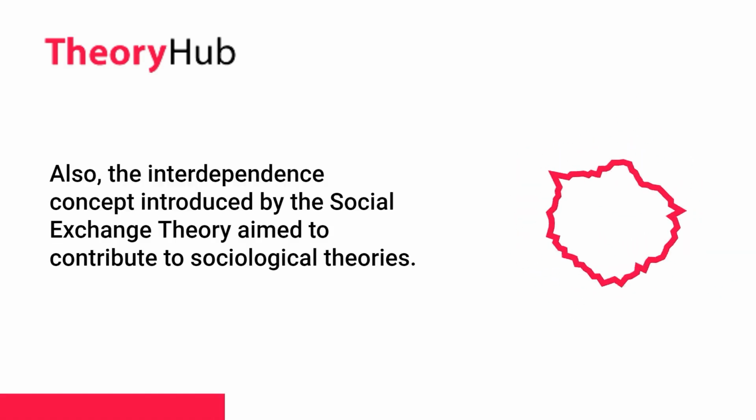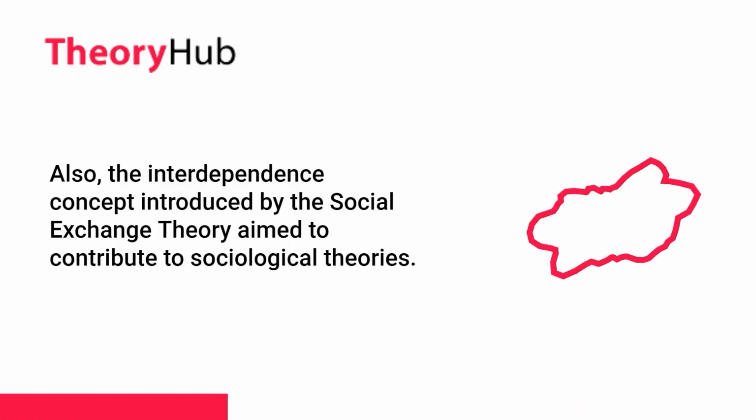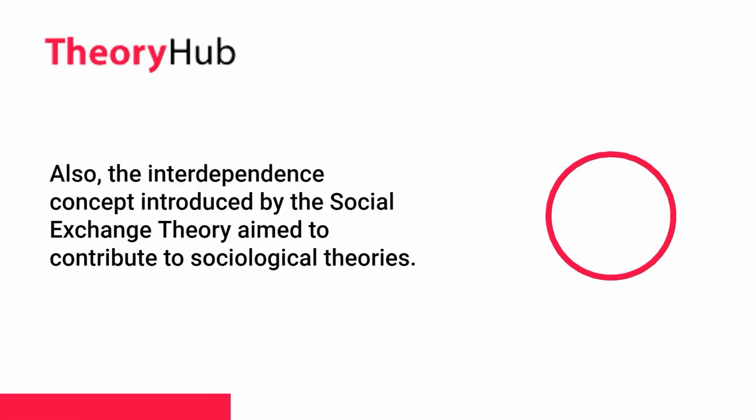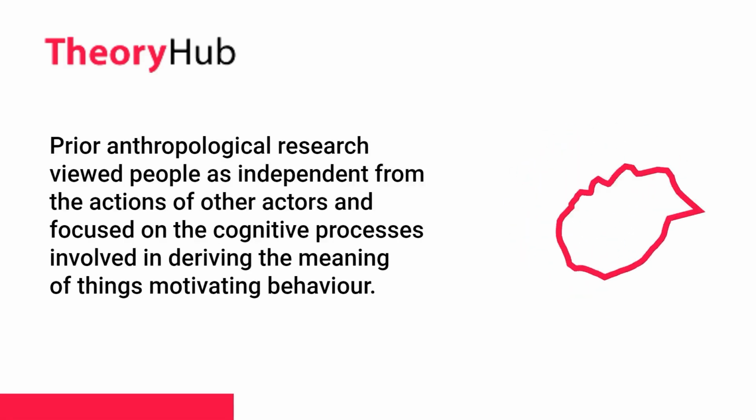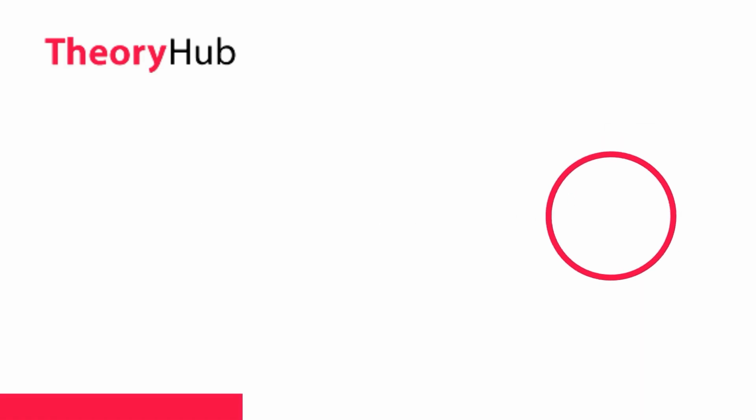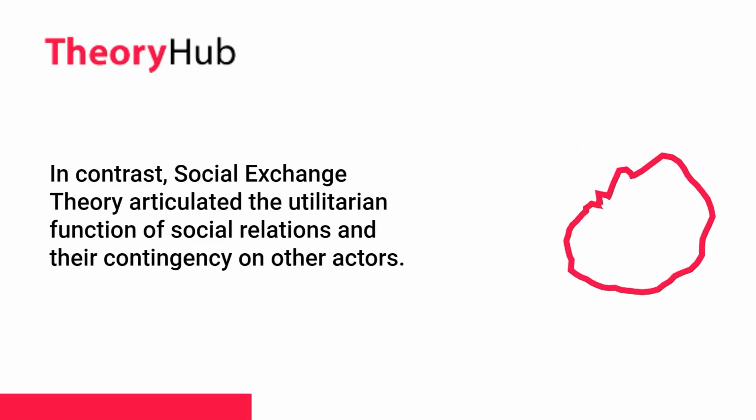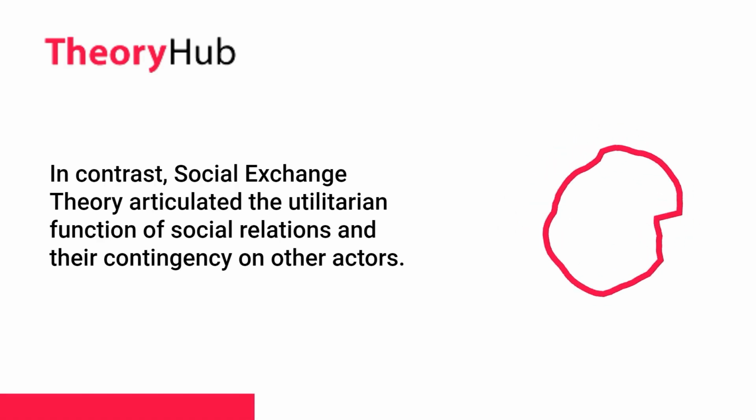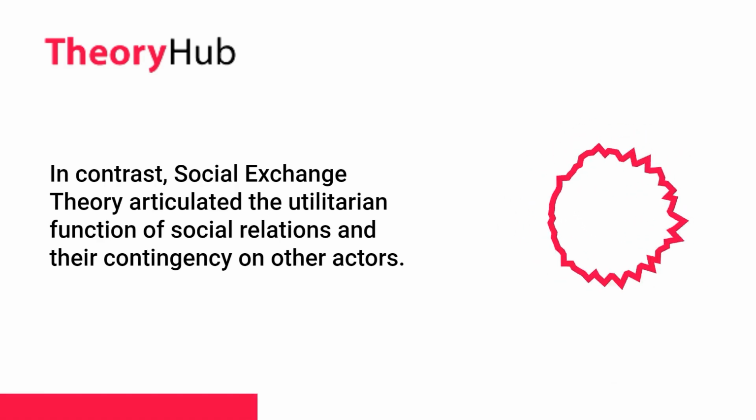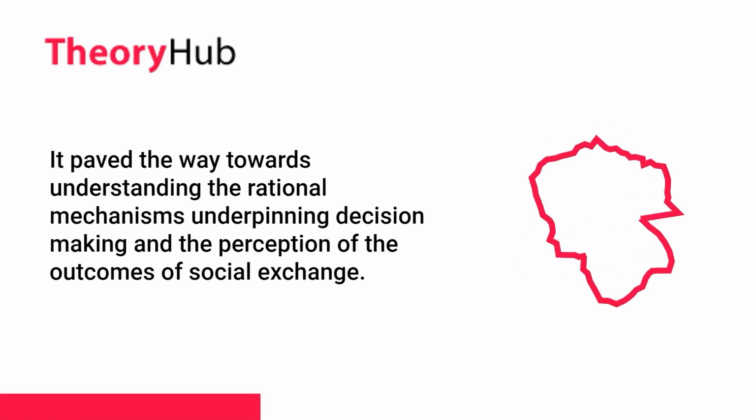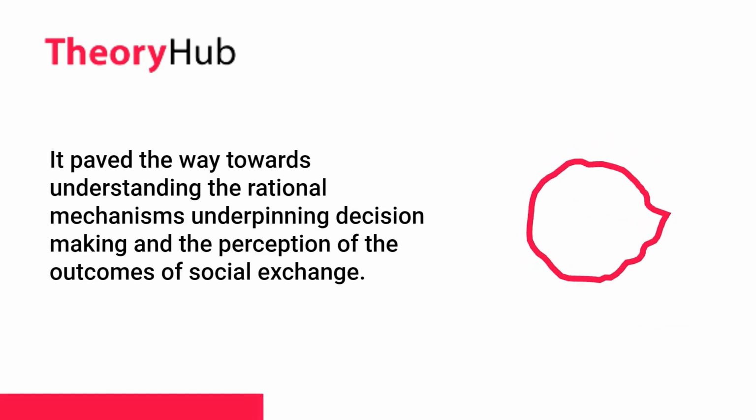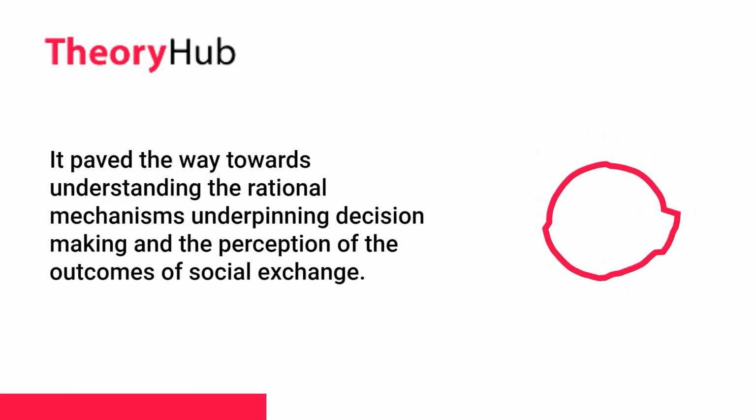Also, the interdependence concept introduced by the social exchange theory aimed to contribute to sociological theories. Prior anthropological research viewed people as independent from the actions of other actors and focused on the cognitive processes involved in deriving the meaning of things motivating behavior. Such an approach provided limited insight into the motives and outcomes produced during interaction. In contrast, social exchange theory articulated the utilitarian function of social relations and their contingency on other actors. It paved the way towards understanding the rational mechanisms underpinning decision-making and the perception of the outcomes of social exchange.